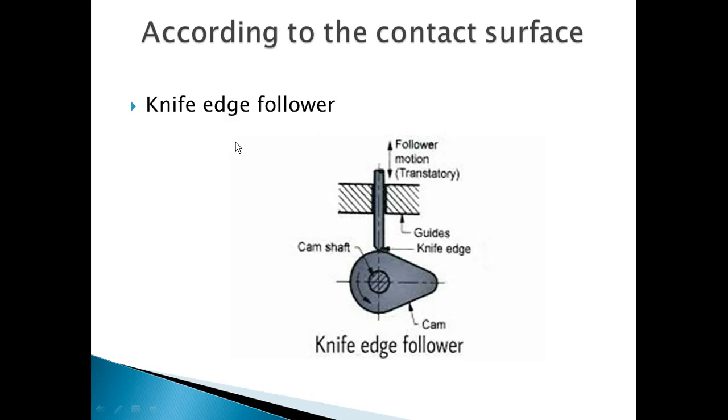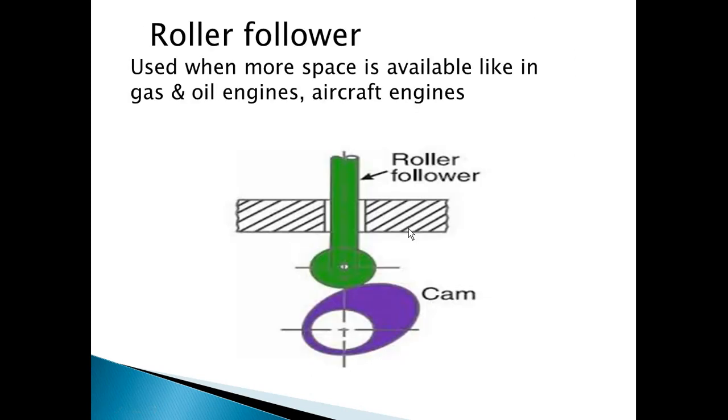These followers are classified on the basis of their contacting end surface, so that's why it is a knife edge follower. It is not practically used because the end is a knife edge, so there will be a lot of wear and tear, so we are not going to use it from a practical point of view. So what are we going to use? The next one is the roller follower.